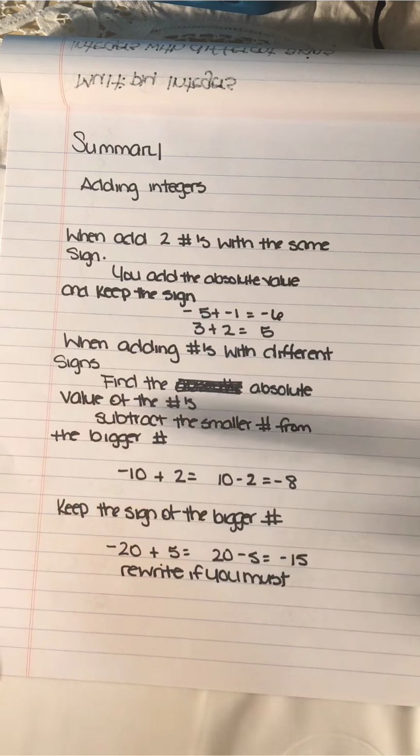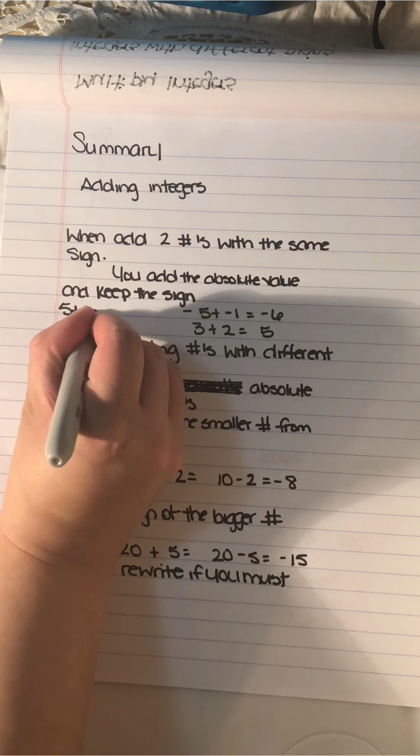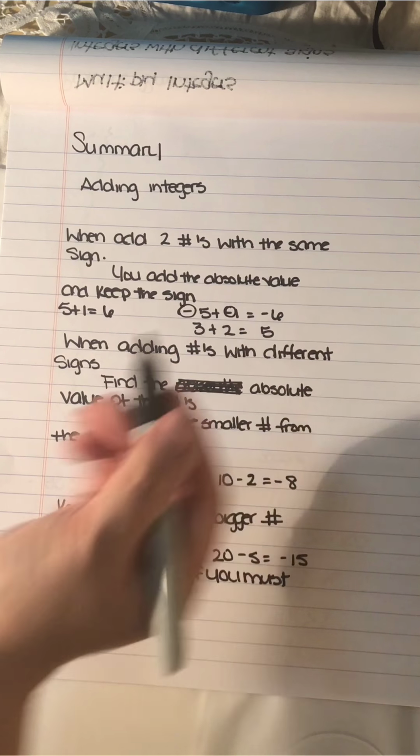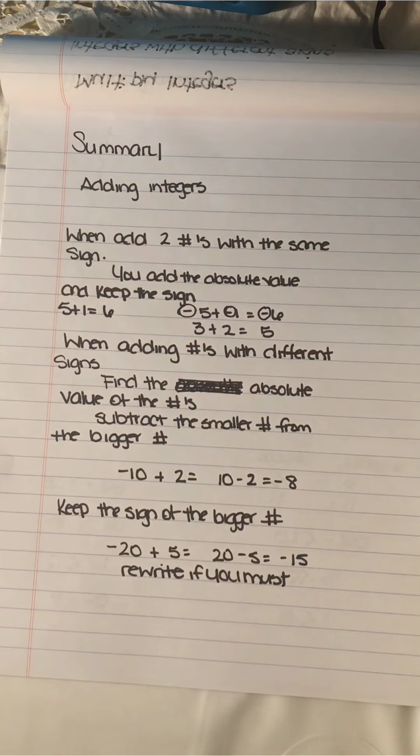For instance, the absolute value of -5 is 5, and the absolute value of -1 is 1. Let's say we wanted to rewrite that. That would be 5 plus 1 is 6. But remember, we can't forget the sign. So we have to go ahead and make sure that it has the sign. 3 plus 2, as we know, two positive numbers is going to equal a positive number.